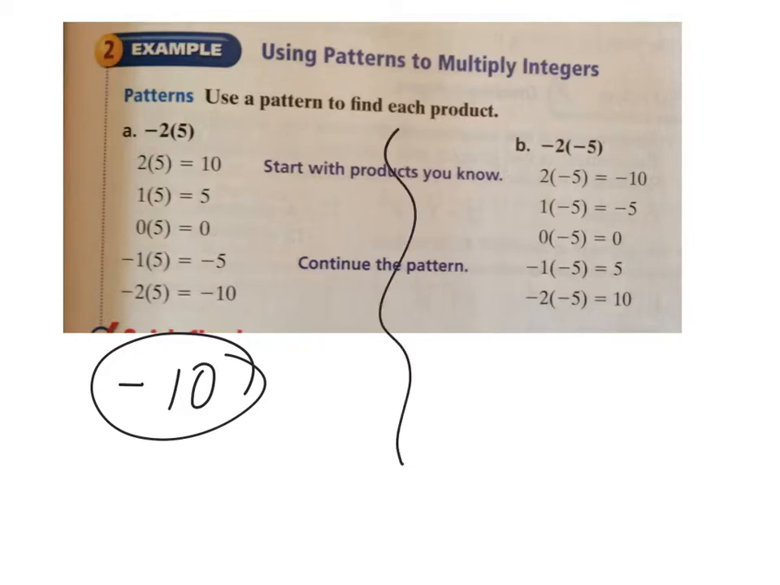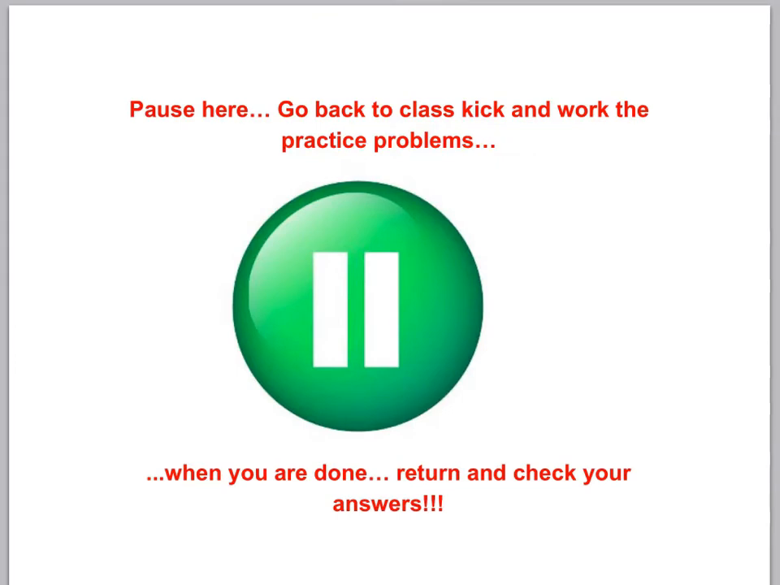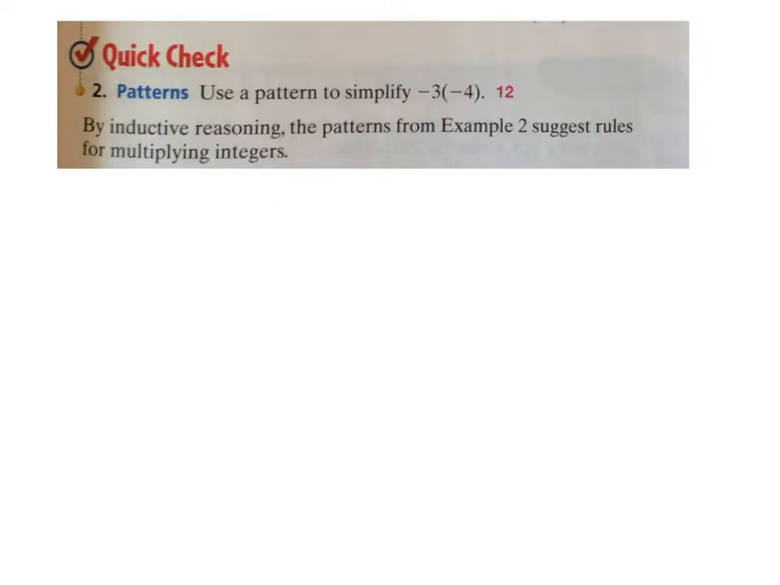Now, if I have one of each, so same sign, right? 5 times 2 is 10. One of each makes it positive 10. Got to know those rules. I know you learned them last year. I know you loved them. Pause, head into class kick. I'm watching. Want you to work a few for me. Well, for you too, really.